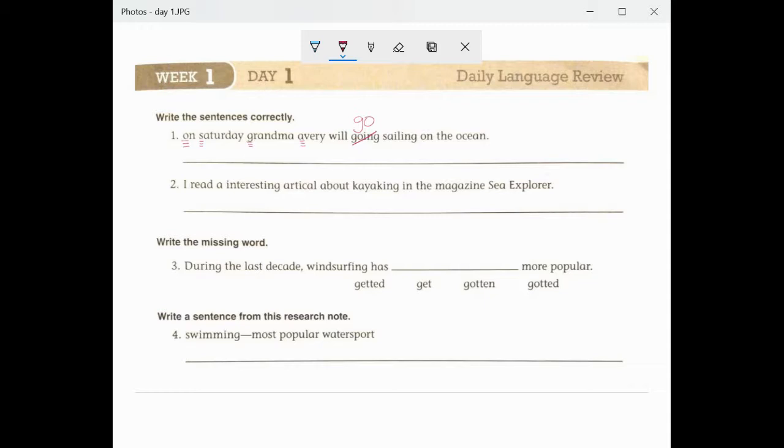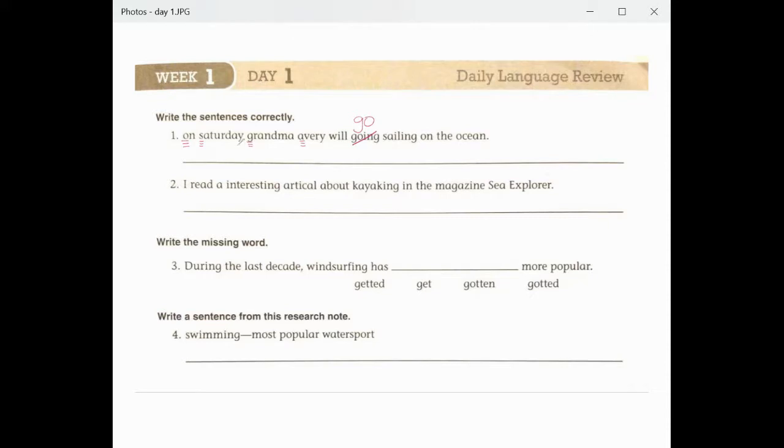When you heard me read this sentence out loud, I said, on Saturday, Grandma Avery will go sailing on the ocean. Did you hear that little pause after Saturday? I didn't say, on Saturday, Grandma Avery. Nope, I said, on Saturday, comma, Grandma Avery.